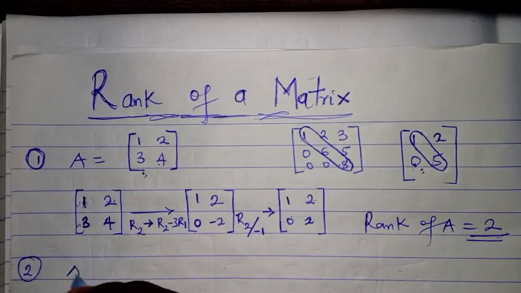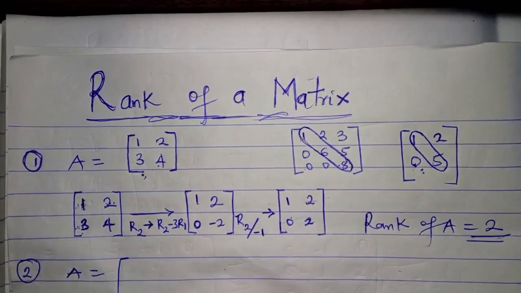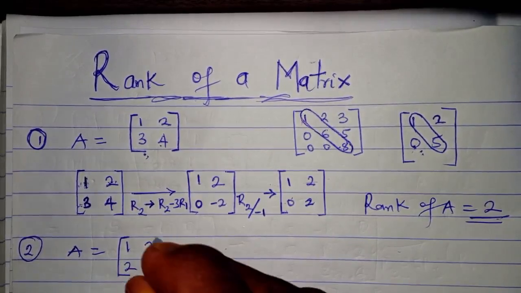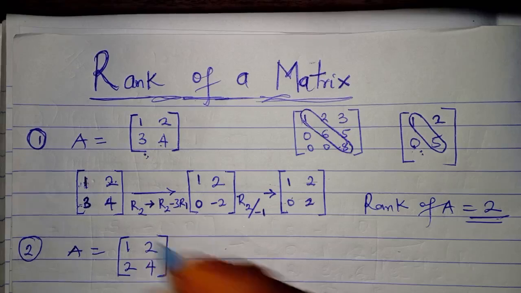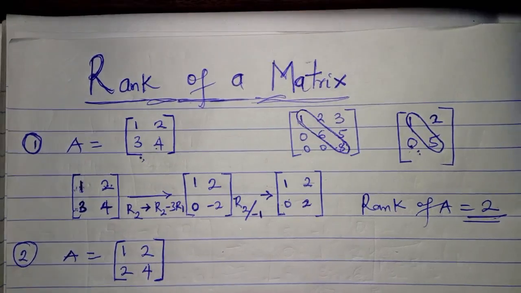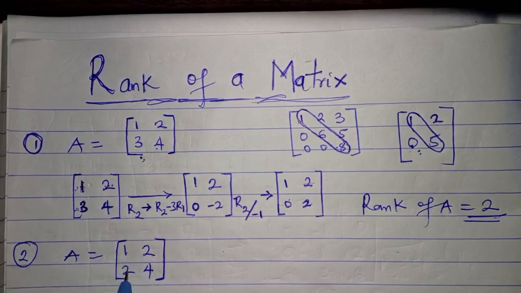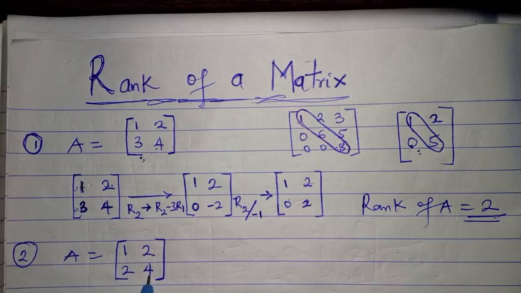Let's say the matrix A with the entries 1, 2, 2, 4. Looking at this matrix, I can say that the rank of the matrix is going to be 1 because I can see that one of the rows is a multiple of the other. If I multiply row 1 by 2, I will get row 2. 2 times 1 is 2, 2 times 2 is 4. So that tells me that the rank is 1.